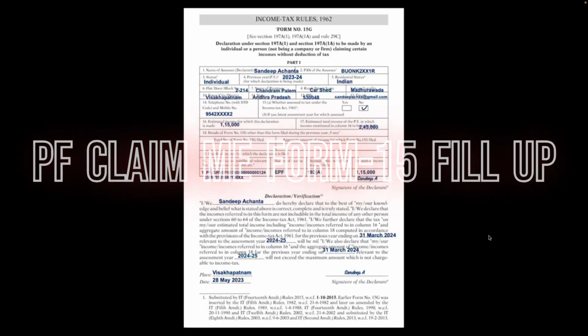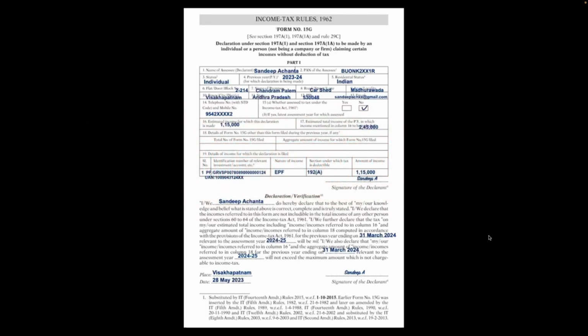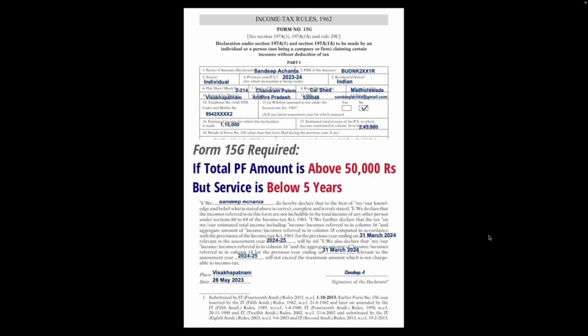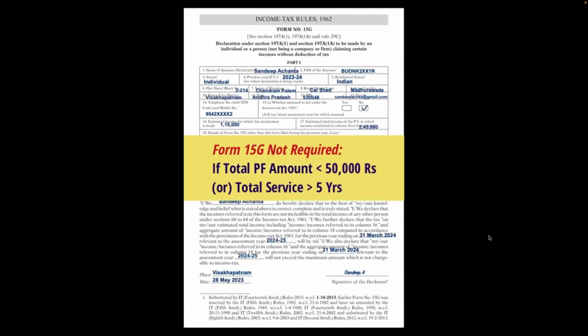In this video, we will learn how to fill Form 15G for EPF withdrawal. If your total EPF amount is above 50,000 rupees, but your total service in all your companies is less than 5 years, in that case only you have to submit Form 15G. If your service is above 5 years, including all your companies, or if your total EPF amount is less than 50,000 rupees, in that case also you don't need to submit Form 15G.